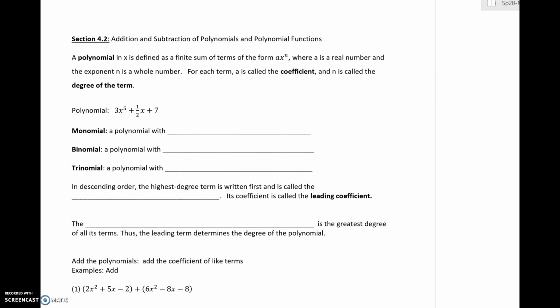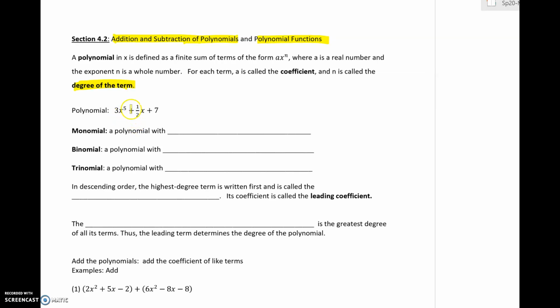Section 4.2, it's addition and subtraction of polynomials and polynomial functions. A polynomial in x is defined as a finite number of terms of the form a times x to the exponent n, where a is a real number and the exponent n is a whole number. For each term, a is called the coefficient, in other words, it's the number in front of the variable, and n is called the degree of the term.